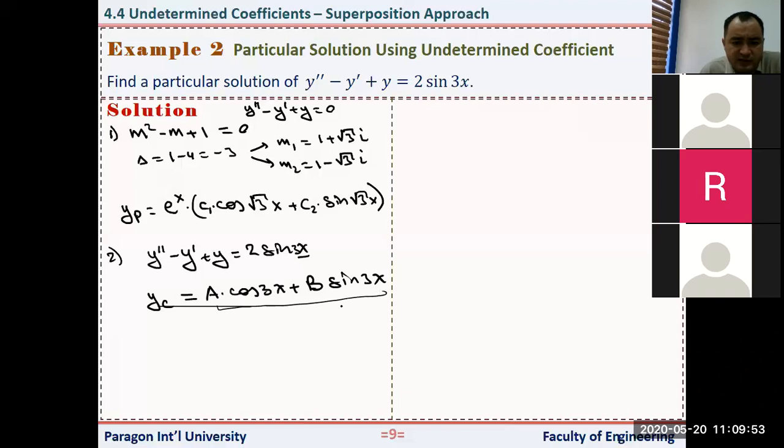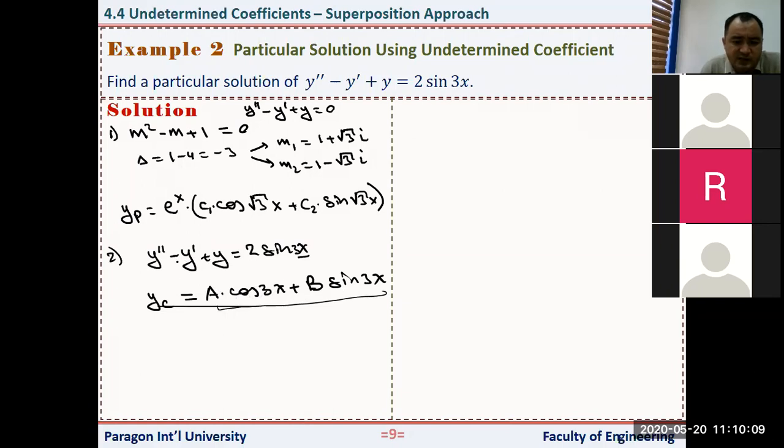If it does not involve this part, then b will be equal to 0. If it doesn't have this part, then a will be equal to 0, okay? And we'll see. So now I'm assuming that this complementary solution must be in this form.